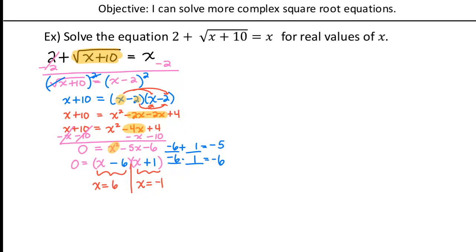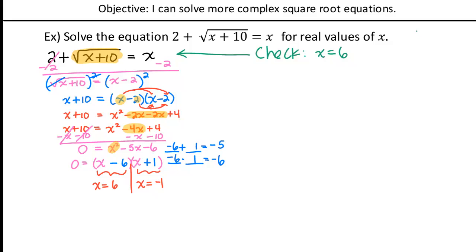We have to check both of them because we don't know. So it could be one of them is extraneous, the other is valid. It could be both are extraneous, or it could be both are valid. So we don't know what's going to happen, so you got to check both of them, okay? So we got to check by plugging it into the original. I'm going to first check for x equals 6. So let's go plug it in.